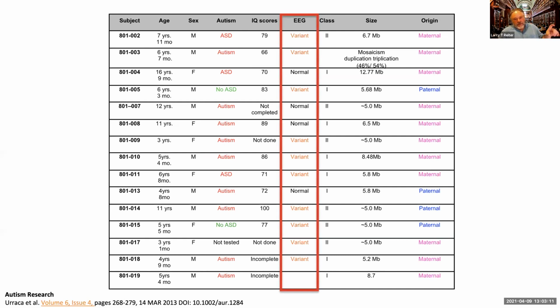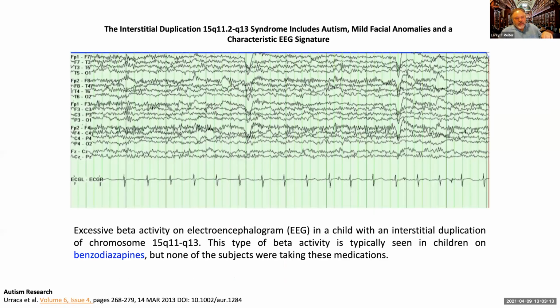And it's not a neuronal specific phenotype. So I'm going to talk to you just a little bit about some characteristics of this EEG signature. And really that is that it kind of looks like something like a signal you would see in kids that were on benzodiazepines. However, none of these subjects were taking benzodiazepines.